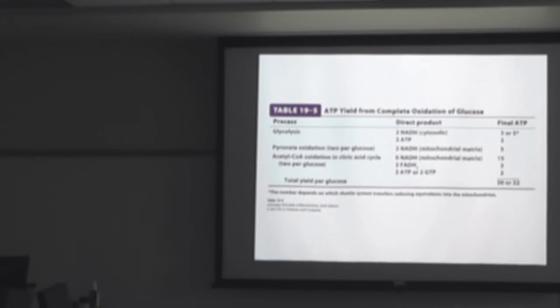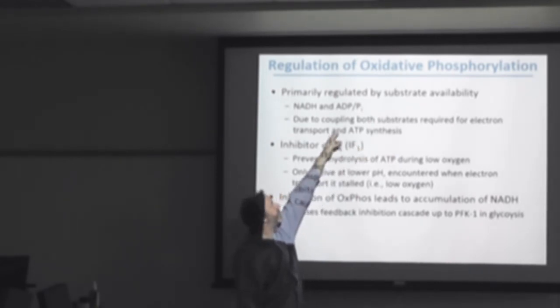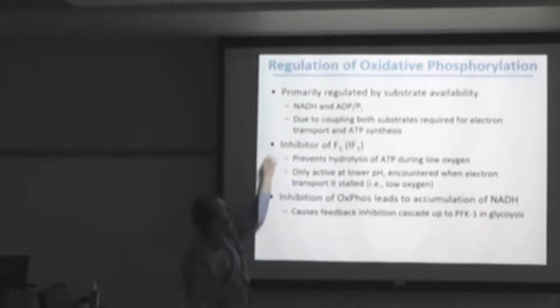So this is your ATP yield from complete oxidation of glucose, and it's going to be 30 or 32. You probably had to answer that on a core bio or microbio test before, so I'm not going to ask you how many electrons are yielded via glycolysis. But oxidative phosphorylation is primarily regulated by the availability of substrates, either NADH or ADP and phosphate, due to the coupling of both substrates required for electron transport and ATP synthesis. You need the ADP and phosphate for the synthesis of ATP, NADH you need for the transport of electrons.